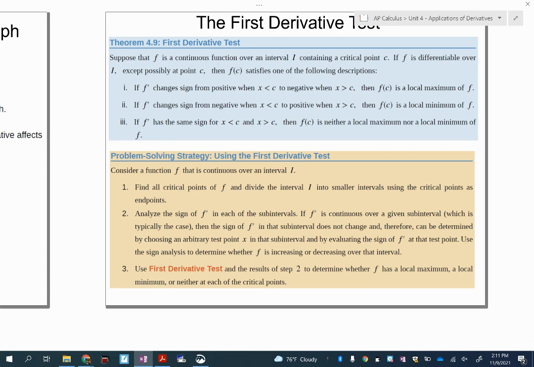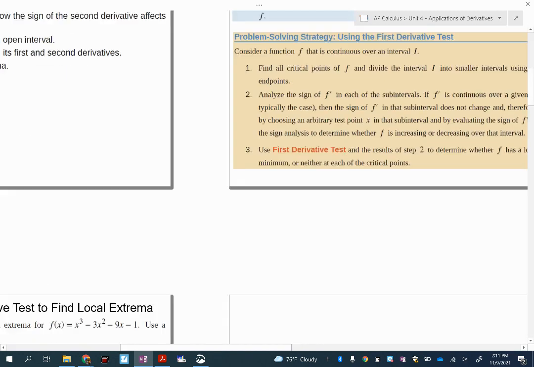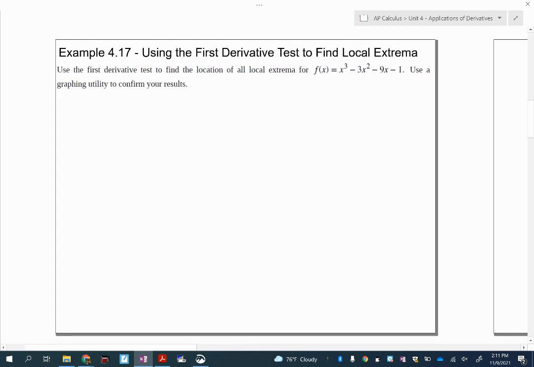We're going to use those critical points to divide up the domain of our function into smaller intervals, and then use test points in those smaller intervals to analyze the signs. Based on those signs, we're going to determine if we have any local extrema happening at our critical points. Okay? So let's start with the first one here.